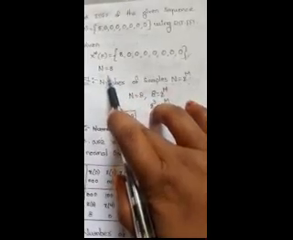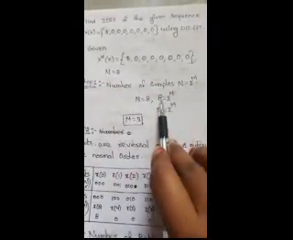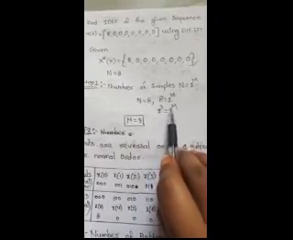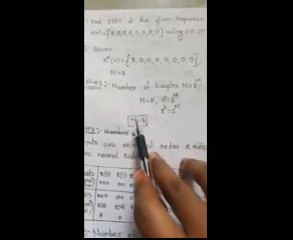Here n value is 8, so 2 power m. So 8 can be written as 2 power 3. 2 power 3 is equal to 2 power m. Here m is equal to 3. Here m is nothing but an integer.